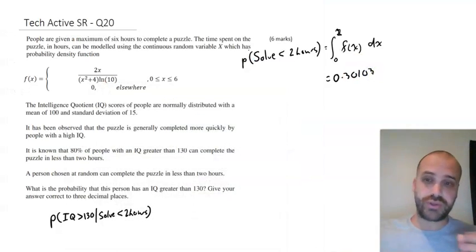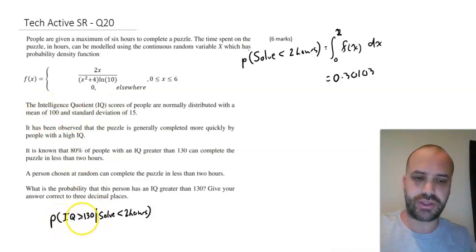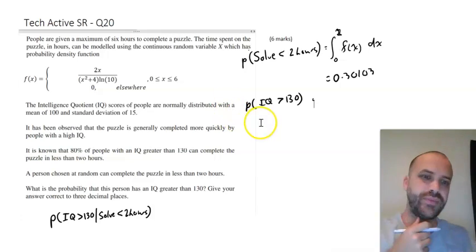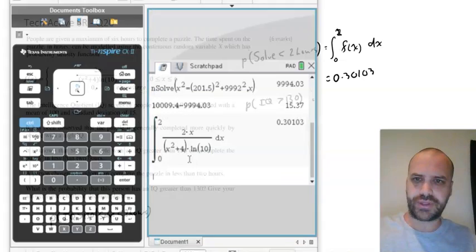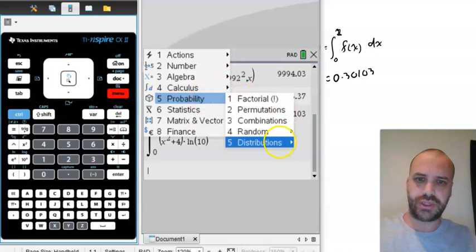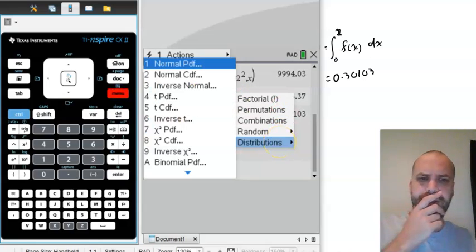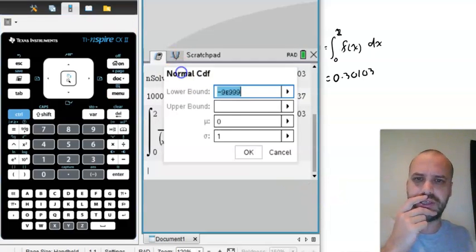All right, we're halfway through this question now. The other bit is the probability that the IQ is greater than 130. Now I can kind of do that in my head actually, but let's use our calculator. I'll talk about how I can do it in my head in a second. So we're going to go menu, probability, distributions. We're trying to find a normal CDF.